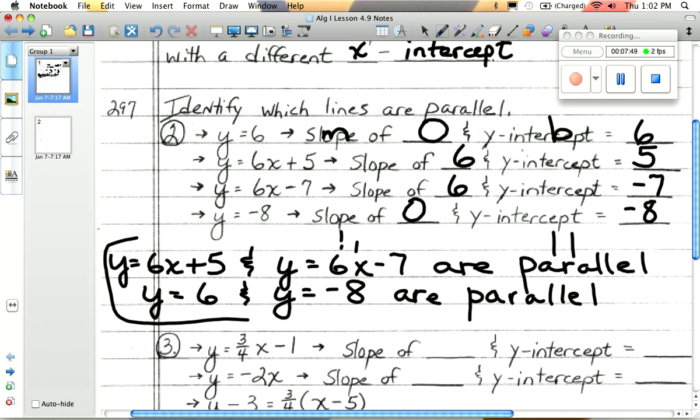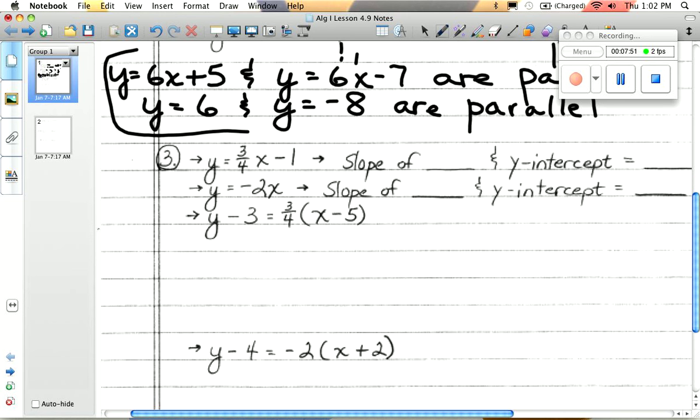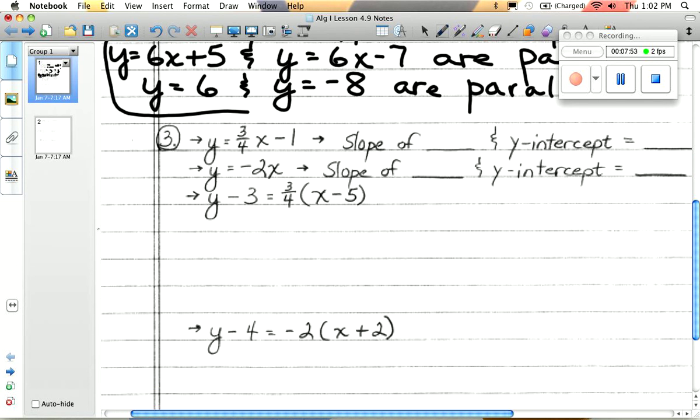Okay, let's look at number 3. Is the first one in slope-intercept form? Y by itself? Yes. Okay. And is it a positive 1y? Yes. So then it's in slope-intercept form. What's its slope? 3/4. Okay. What's its y-intercept? Negative 1.